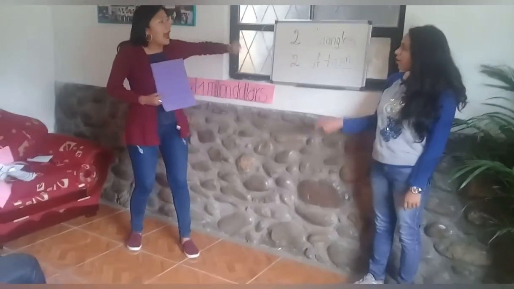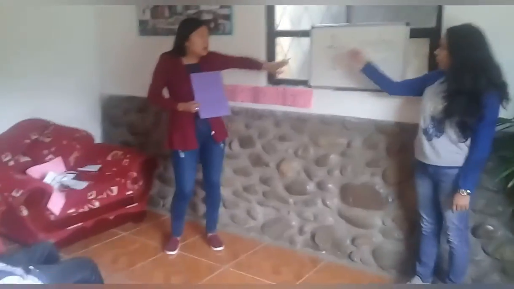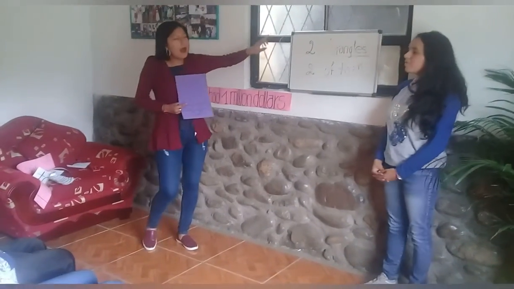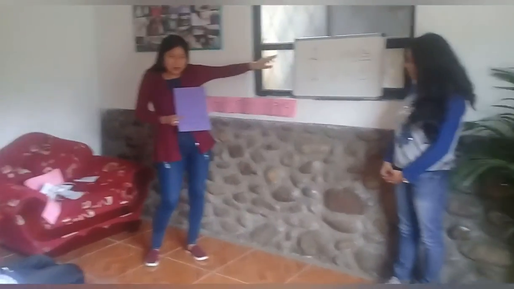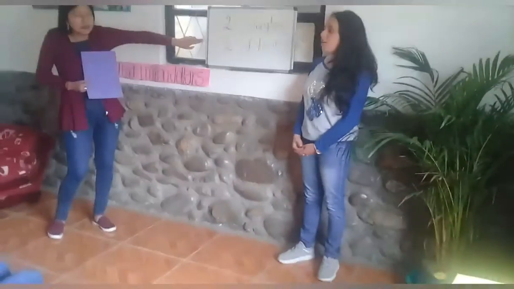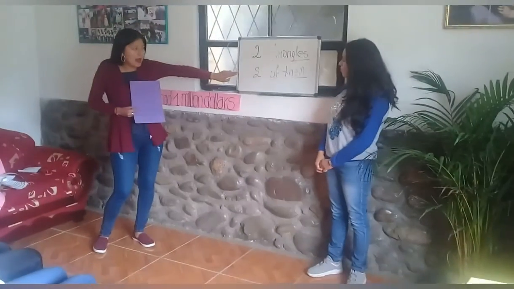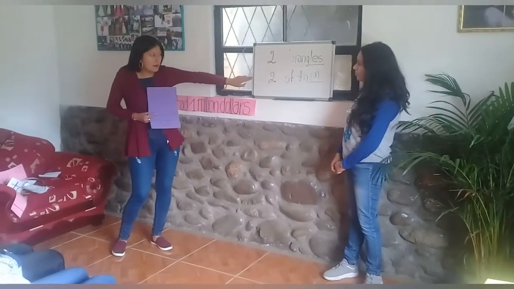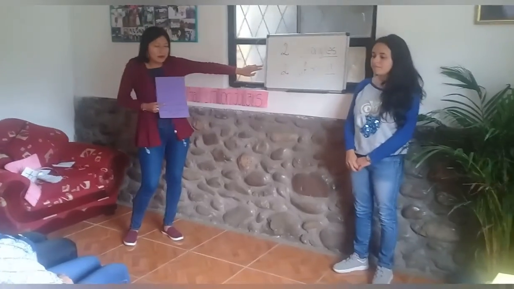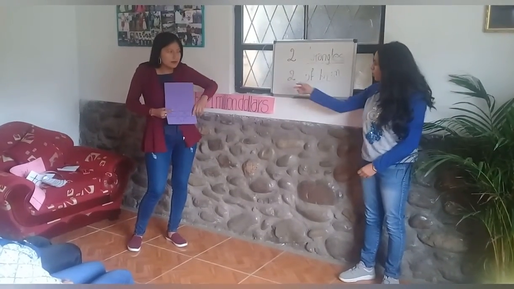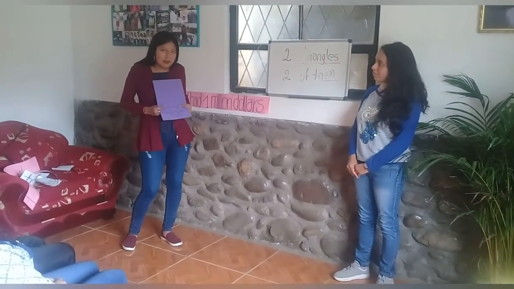Repeat, please. I have 2 triangles. Again, please. I have 2 triangles. And the second sentence? I have 2 of them. Again? I have 2 of them. The last time? I have 2 of them. Thank you.